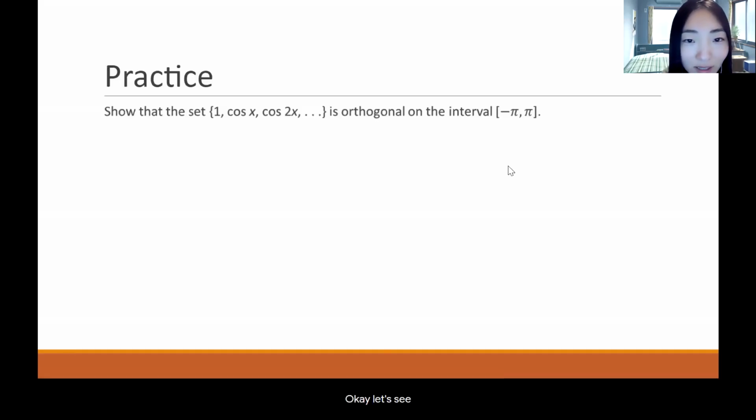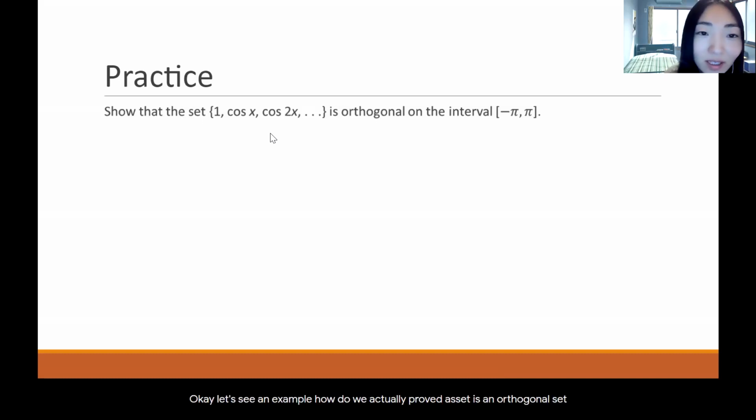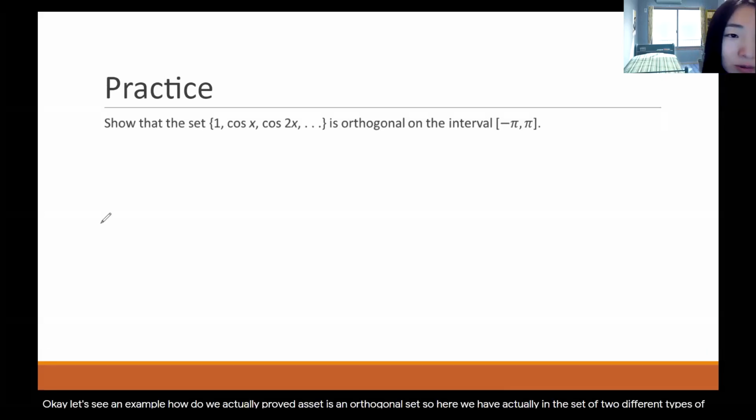Okay, let's see an example. How do we actually prove a set is an orthogonal set? Here, in the set, we have two different types of elements. Let's call the first element f naught. So the first function is just one.